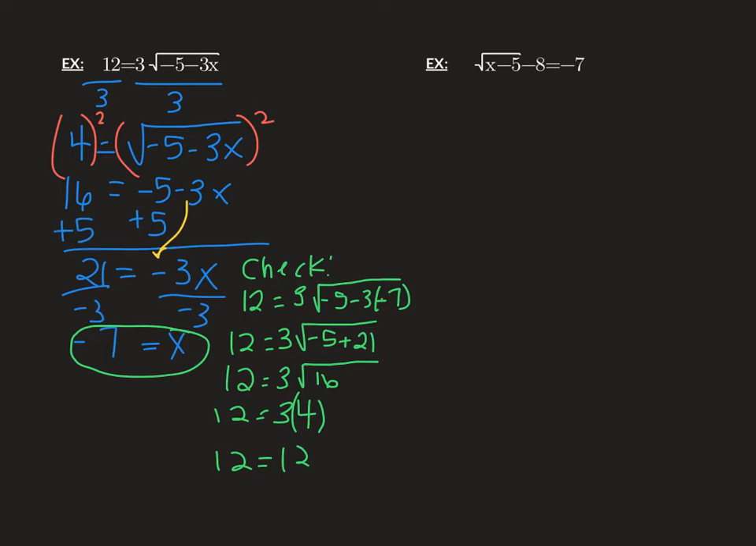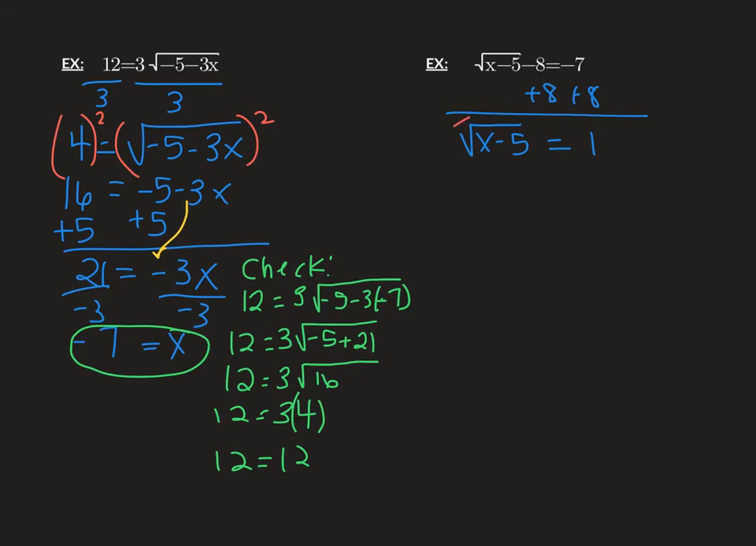All right, so if you didn't quite get that one, maybe pause it now and see if you can get this next one. Otherwise, let's keep going. I'm going to undo the radical. We see that to undo this particular, I'm going to isolate the radical, and to get it by itself, I'm going to add 8 to both sides. So we get the square root of x minus 5 equals 1.